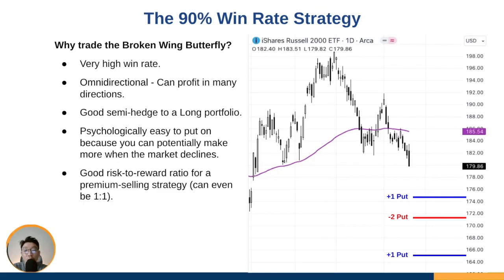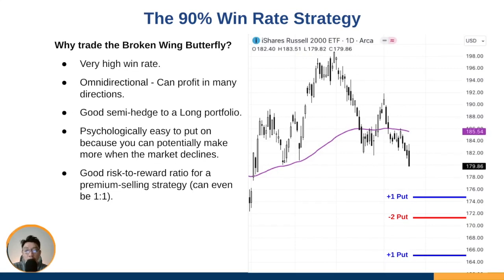Now, next, it can also have a good risk to reward ratio for a premium selling strategy. As you know, if you have been trading these types of premium selling strategies, like the credit spreads or even the iron condor, you'll notice that the risk to reward ratio is generally not that favorable. Most of the time for these kinds of strategies, you'll be risking, let's say, 3 just to make 1, or maybe risk 4 to make 1. That's the kind of typical risk to reward ratio you get in terms of premium selling strategies.